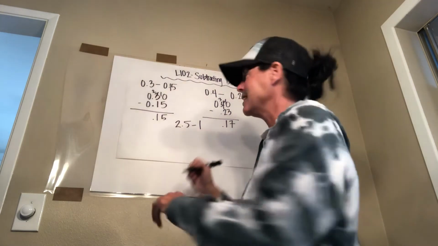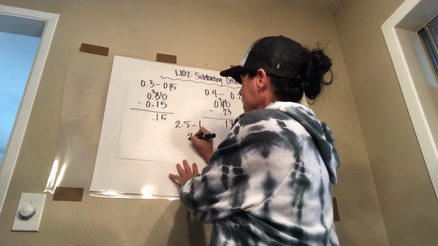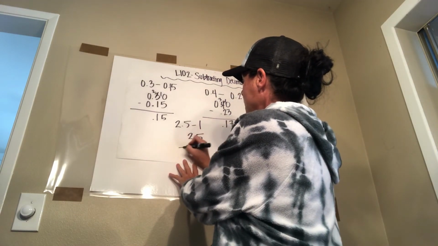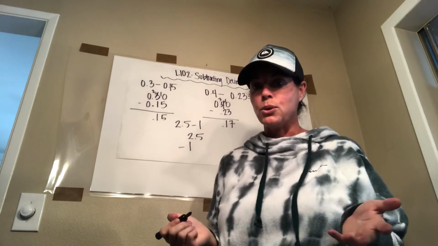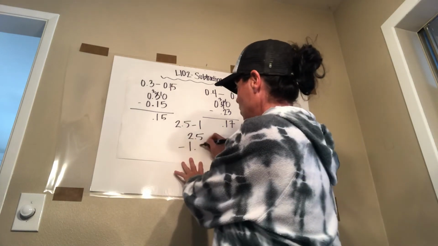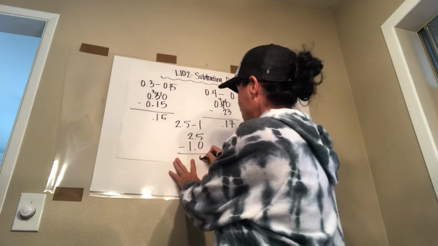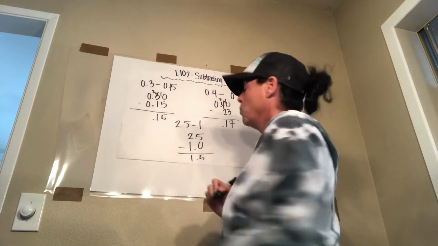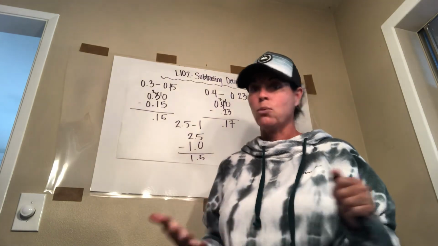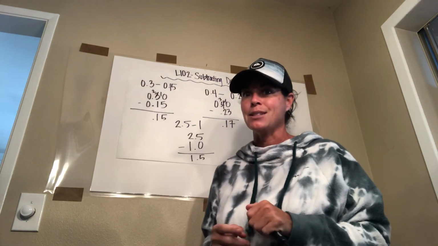Welcome back, you guys. We're gonna work it out. You should have written 2.5 minus 1. Uh-oh, 1's a whole number, so now I'm gonna add a decimal point and a 0 for a placeholder and subtract as normal. 1.5. You should have gotten 1.5 or 1 5/10 is what we say.